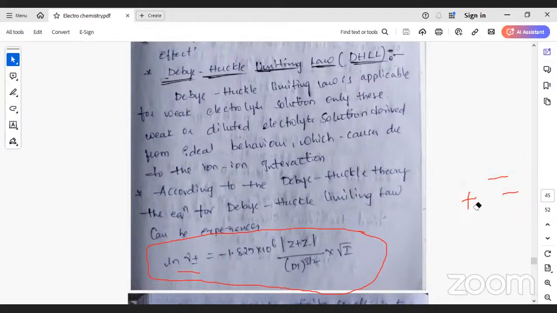Divided by dt power 3 by 2 into square root of I. So what are those parameters? We'll see.